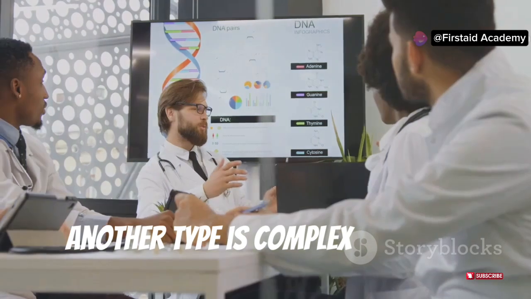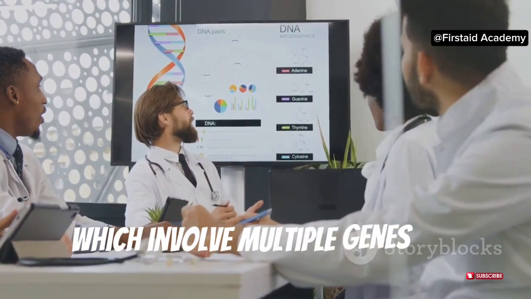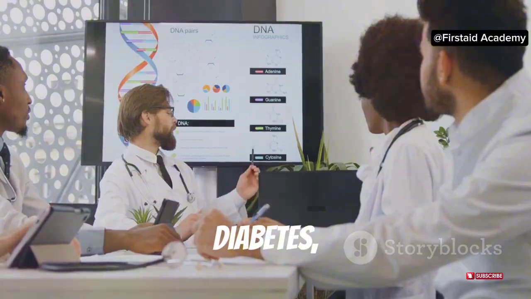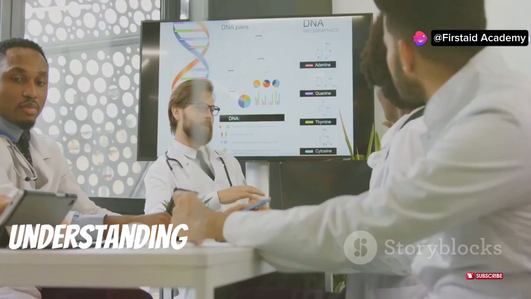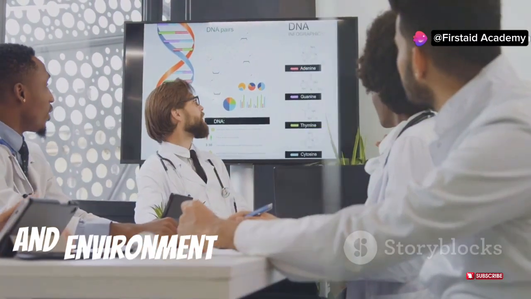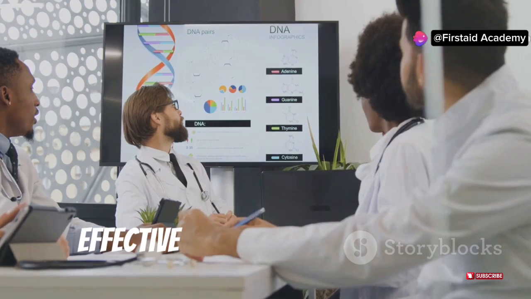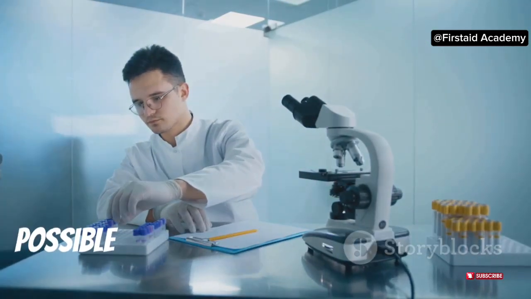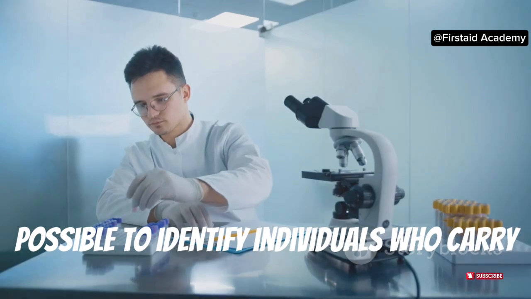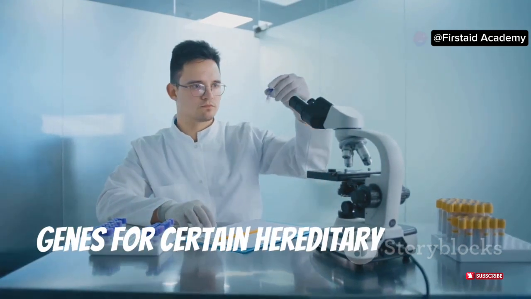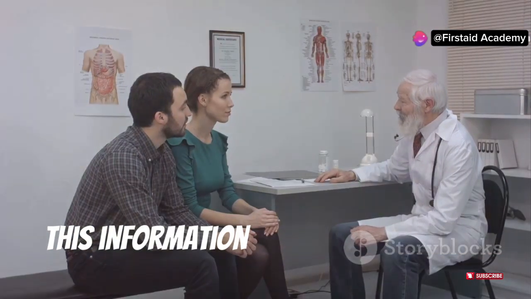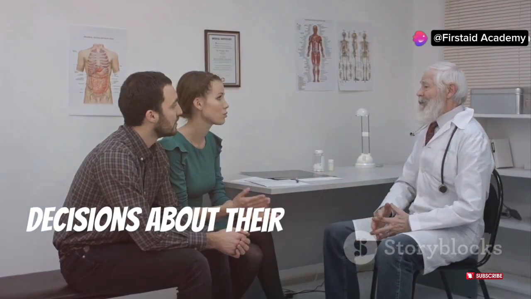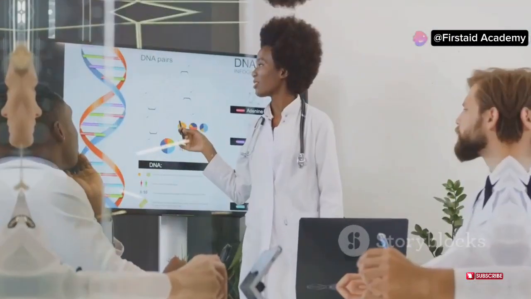Another type is complex diseases, which involve multiple genes and environmental factors. These include heart disease, diabetes, and some types of cancer. Understanding the interplay between genes and environment is crucial for developing effective prevention strategies. Advances in genetic testing have made it possible to identify individuals who carry genes for certain hereditary diseases. This information can be empowering, allowing individuals to make informed decisions about their health and family planning.